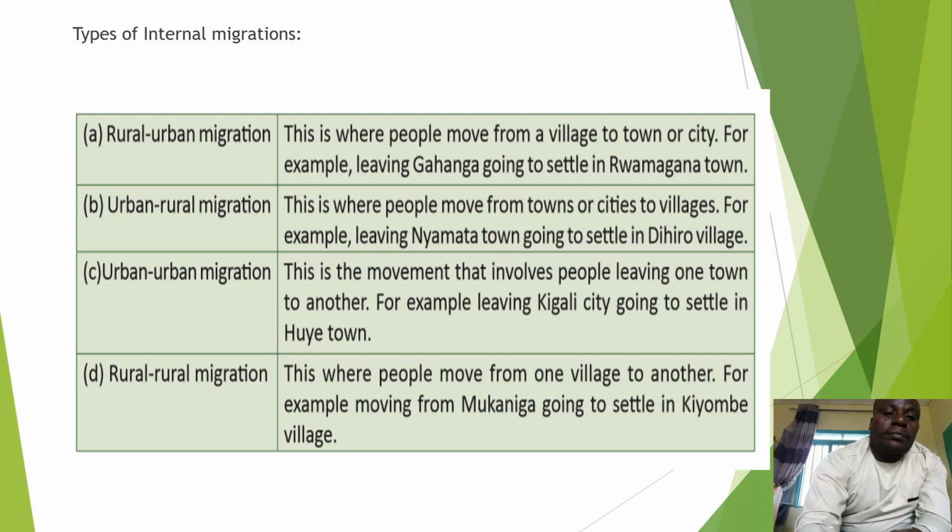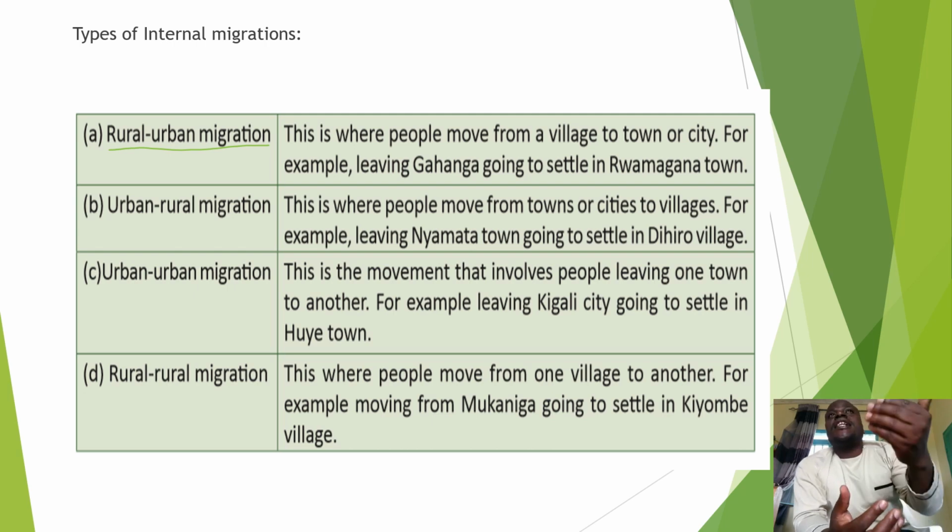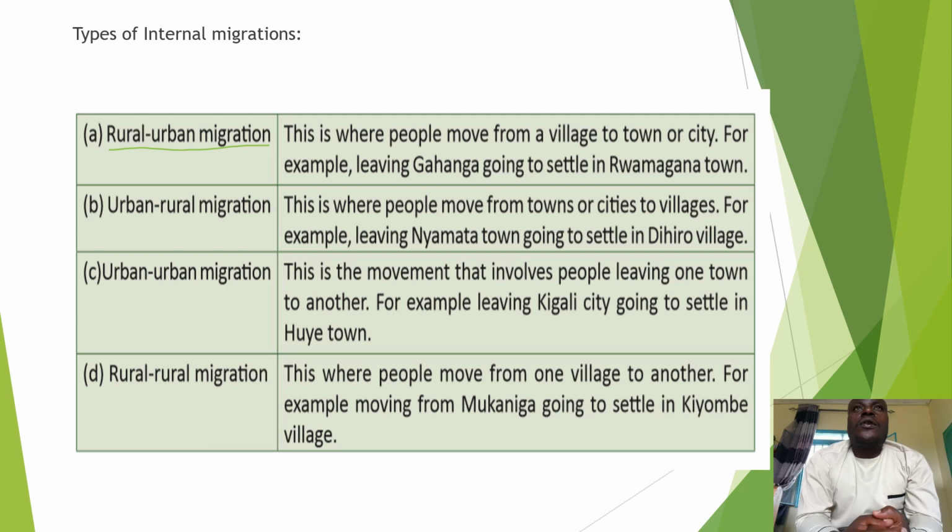We have rural-urban migration. Rural-urban. People move from rural areas to towns or cities. For example, in Rwanda, people can migrate from Gashora village to Kigali city, or from Ramiro village or Mayanje village to Rwamagana town.